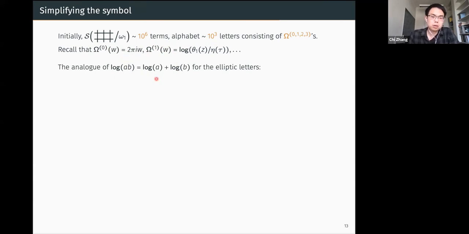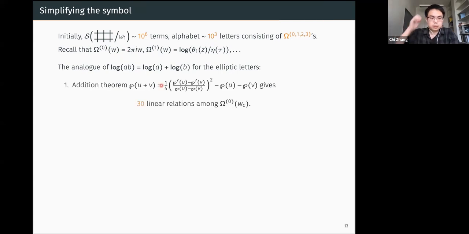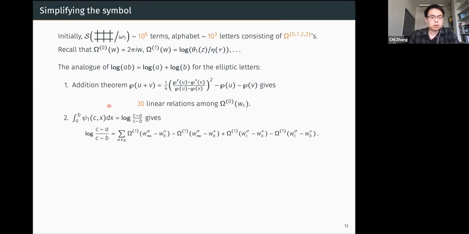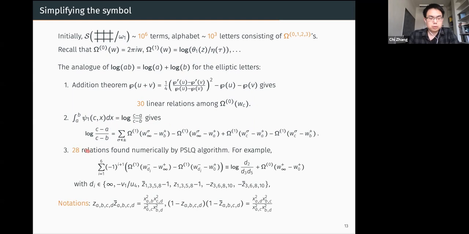To simplify the symbol for the box, we first find the 30 linear relations among these omega 0 by using the addition theorem for the Weierstrass P function. And then recall that the integration kernel for the polylogarithm can be expressed as a linear combination of the integration kernel for the gamma tilde function. And this gives us the following identity. At last, by using the PSLQ algorithm, we find 28 relations among the logarithm and elliptic letters. Here I only give one example, and currently we don't know how to prove any of these 28 relations.